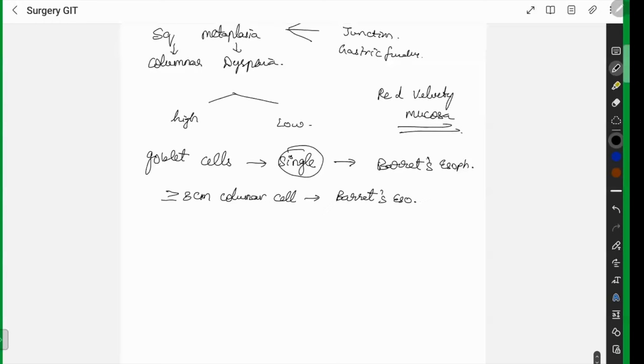So depending upon the length, we divide it into long segment and short segment, and cardia metaplasia. Cardia metaplasia you can see only by microscopic features. Short is less than 3 cm. Long is more than 3 cm.